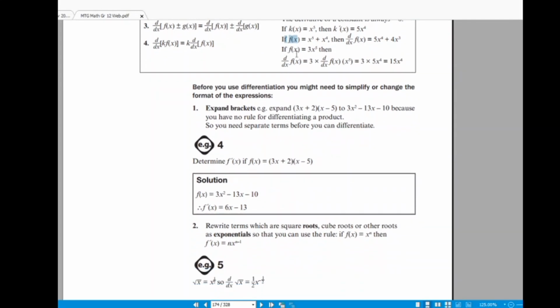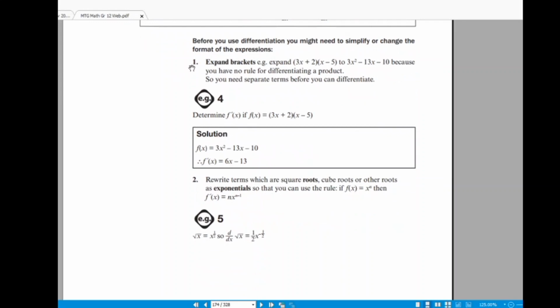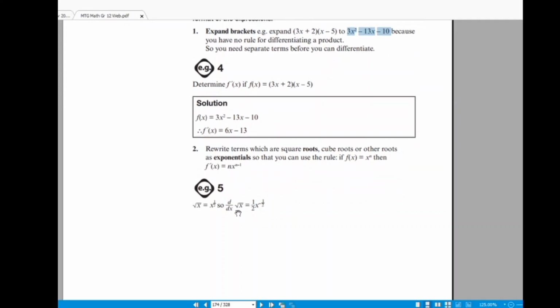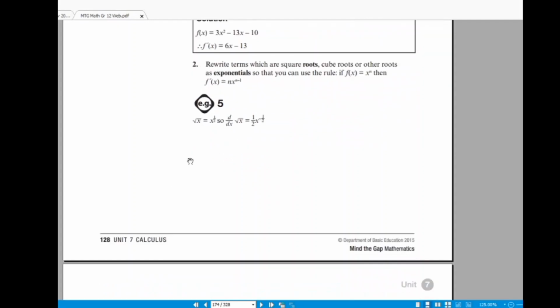And in this one here, we are applying the last rule, which says the derivative of a constant times a function is equal to the constant times the derivative of the function, right? So before you use the differentiation rules, you might need to simplify or change the format of the expressions. In the case of brackets, if you are given something like this, you'll need to expand the brackets and have an expression like this, which will make it easier for you to apply the rules. Also, if you are given something in a square root format, you need to write it in an exponent format so that you can apply the rules, right?